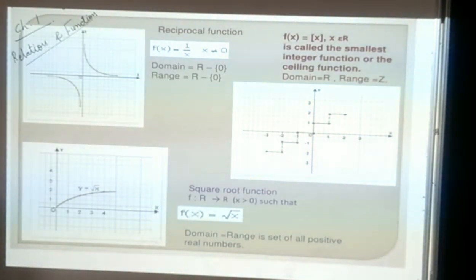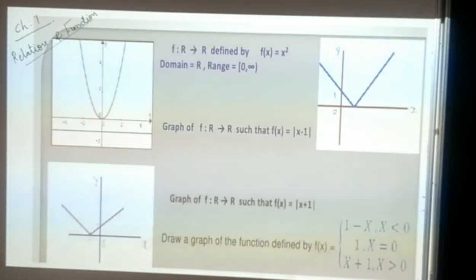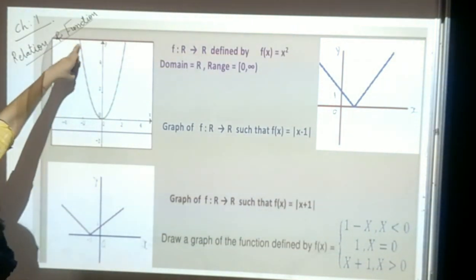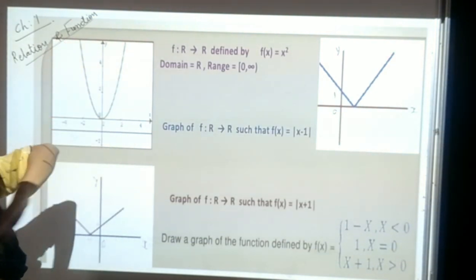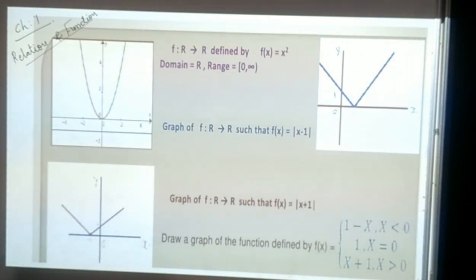Next, f of x equals x square. When we define x square, this is the graph, a parabola. So this is the graph of f of x equals x square.